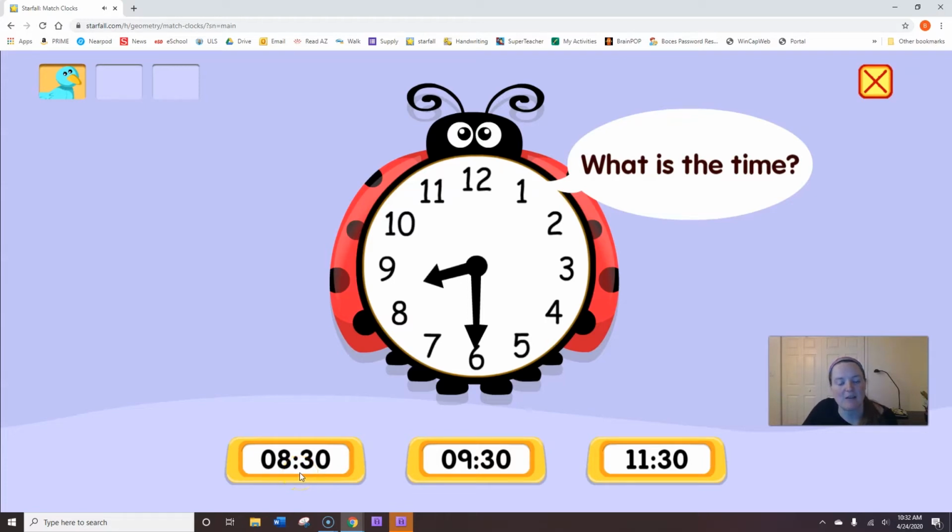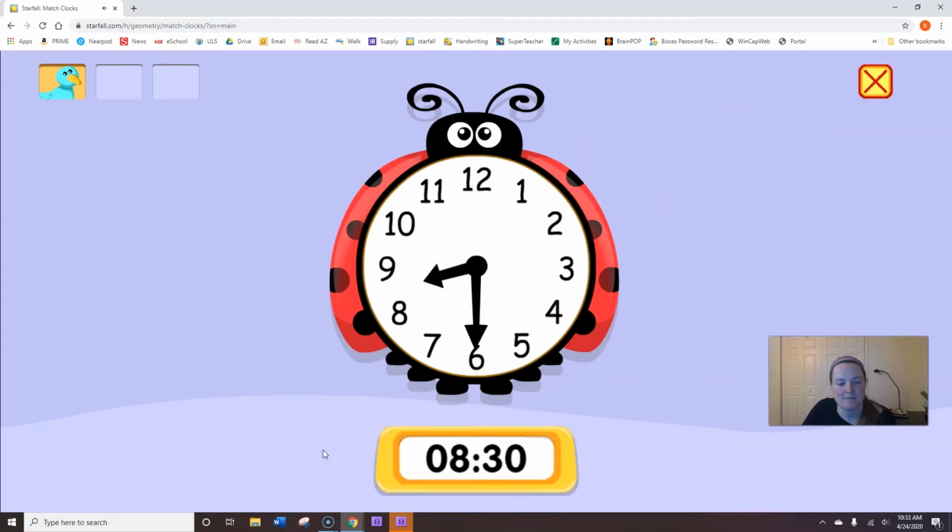I have to count by 5s. Ready? 5, 10, 15, 20, 25, 30. This clock shows 8:30. Awesome! It is 8:30.